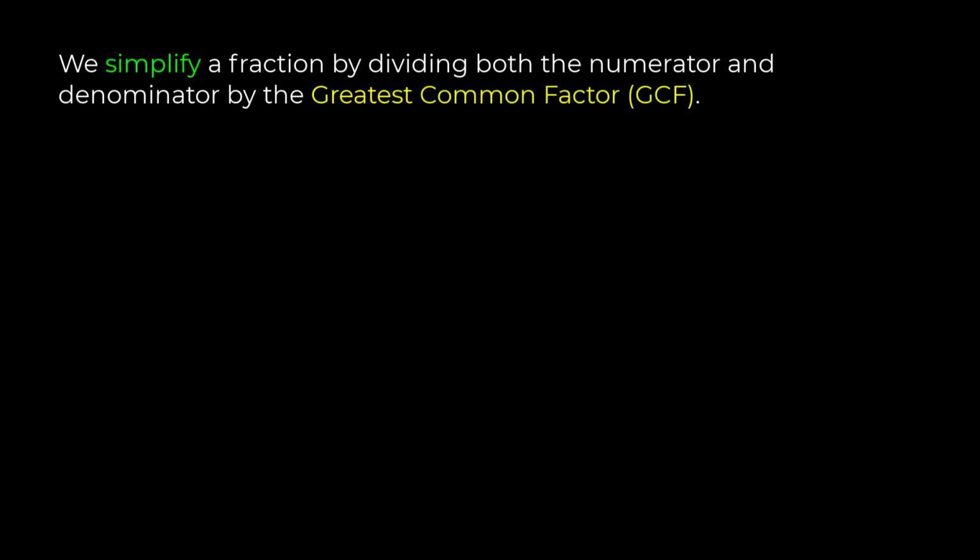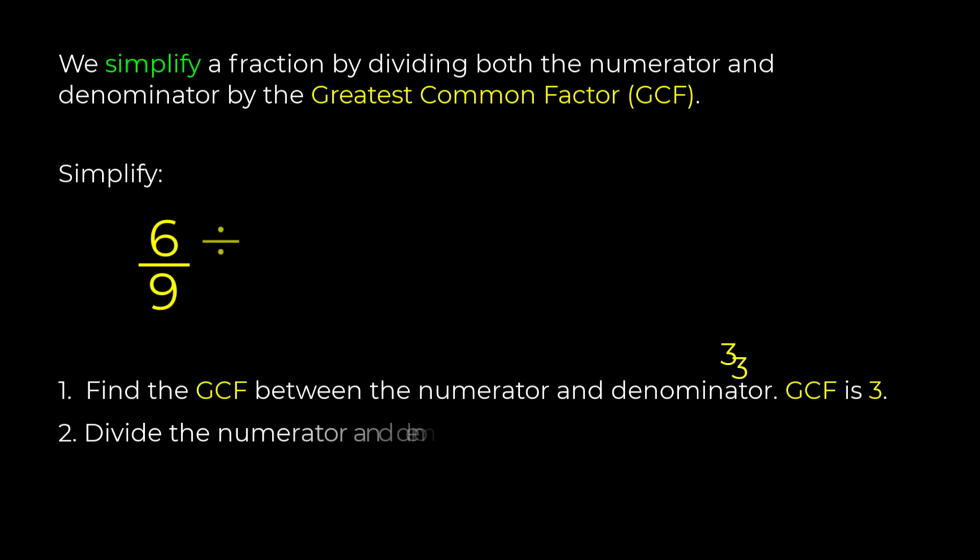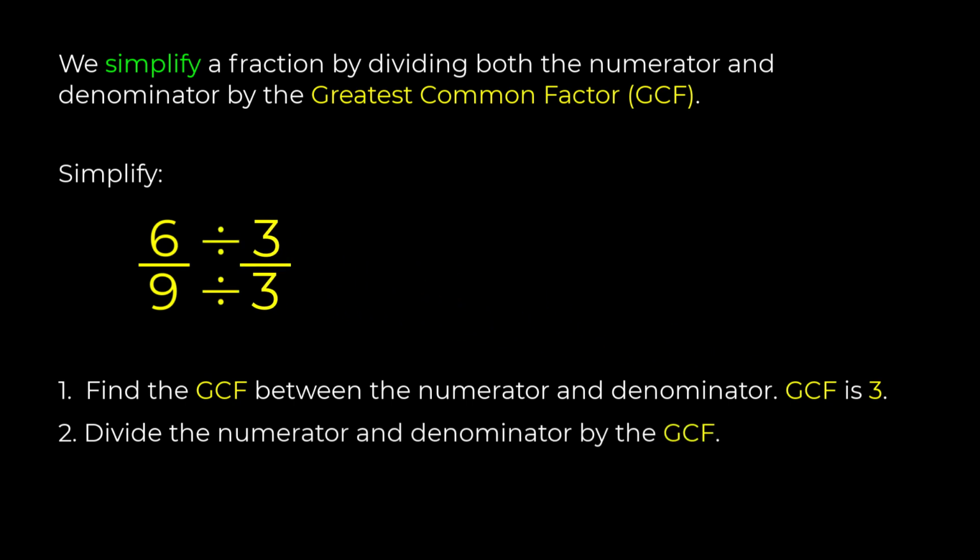Let's try a couple of examples. Let's simplify the fraction 6 over 9. Step 1 is to find the greatest common factor between 6 and 9. It is 3. Next, we divide both the numerator and denominator by 3. 6 divided by 3 is 2. 9 divided by 3 is 3. We have simplified 6 over 9 to 2 over 3, or 2/3.